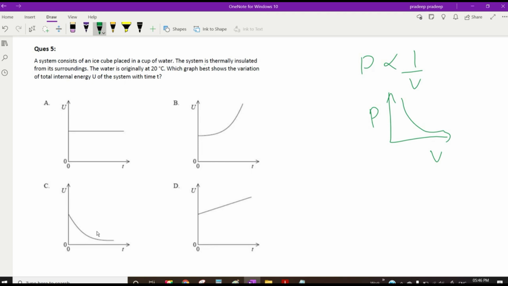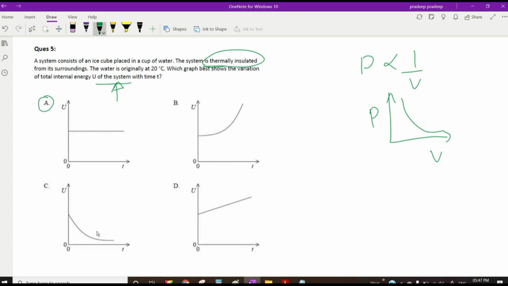Since the system is thermally insulated, this means no energy can come in and no energy can go out. Whatever is happening is within the system. There is one more keyword which you have to focus on: which graph best shows the variation of total energy of the system? So this is the keyword here. Since your system is isolated, the internal energy of the system will remain constant, and a constant graph is only present for option A.